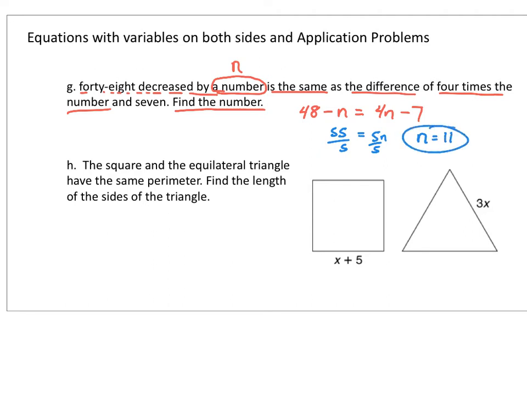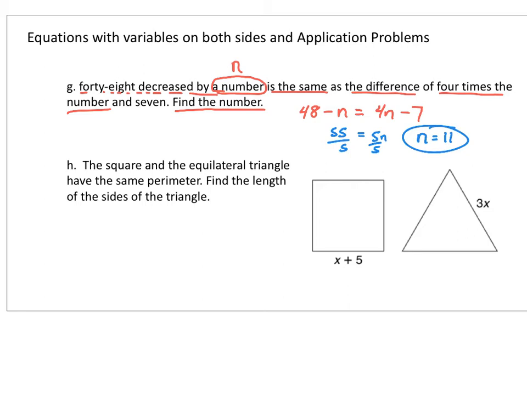Now, there isn't really a good way of checking to see if this is right, except for plugging that 11 back into the word problem to see if it fits. So 48 decreased by 11, and then you'd have to do the math. 48 decreased by 11 would be 37. That's supposed to be the same as the difference of 4 times the number, so 4 times 11 is 44, minus 7 would be 37. Or plugging it back into the equation that we wrote.